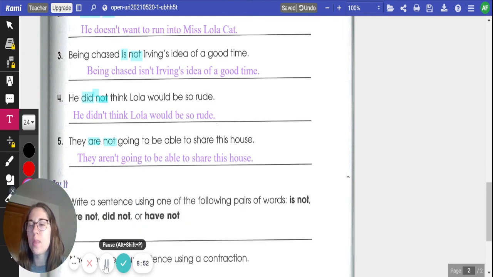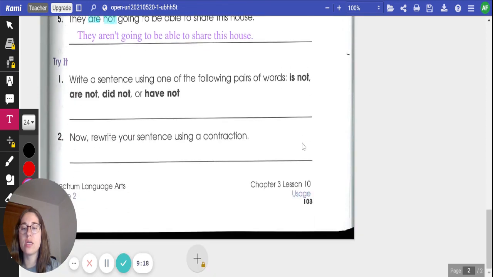For number 4, did and not are our 2 words that we would make a contraction with to get he didn't, D-I-D-N apostrophe T, think Lola would be so rude. And number 5, they are not going to be able to share this house. Your contraction will be made from the words are and not to get aren't. They aren't going to be able to share this house.